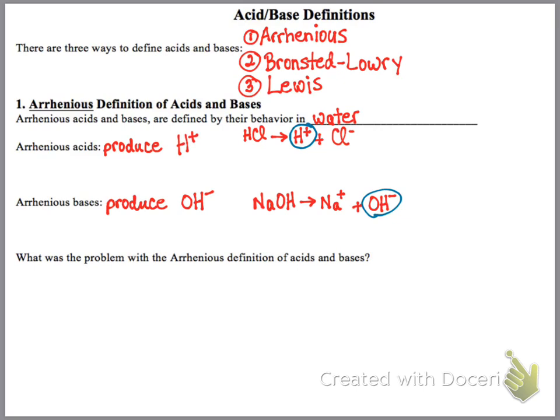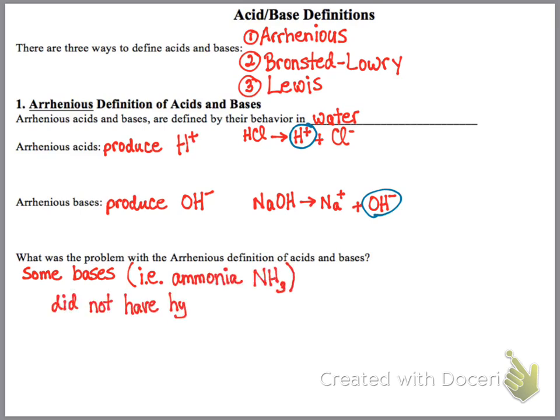The problem happened because some bases, like ammonia and amines in general, which are nitrogen bases, don't have a hydroxide. They don't have a metal in a hydroxide. They don't follow the pattern, yet they are basic, because when I put ammonia in water, it raises the pH. So I know that it's a base, but it doesn't have a hydroxide. So they needed a different definition that would include these other bases.